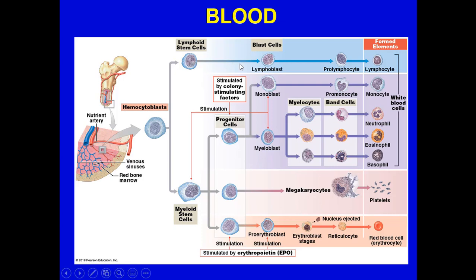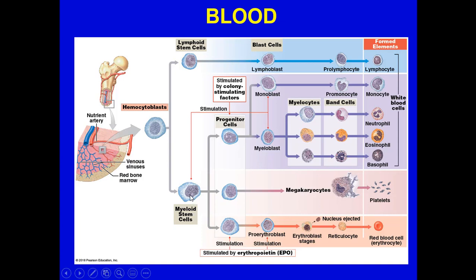Lymphoid stem cells become blast cells, lymphoblasts, and then they become lymphocytes. It is the myeloid stem cells that, upon stimulation by colony-stimulating factors, can lead to the rapid production of myeloblasts and monoblasts, which the monoblasts will eventually go into the production of monocytes. The myeloblasts will divide and may either become eventually neutrophils, eosinophils, or basophils. Okay, all of these are granulocytes.